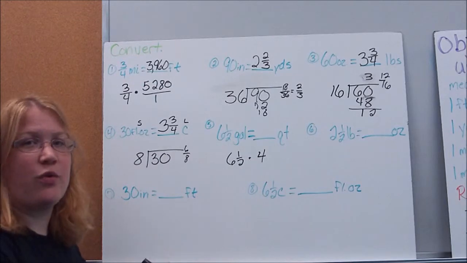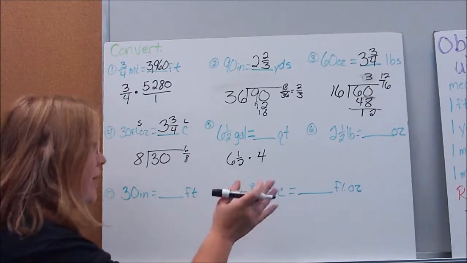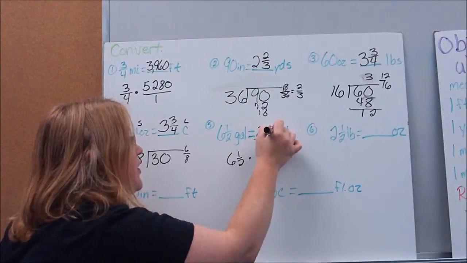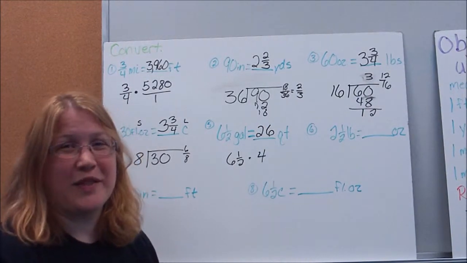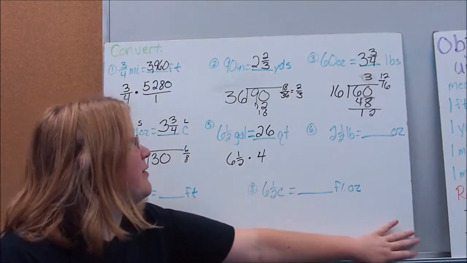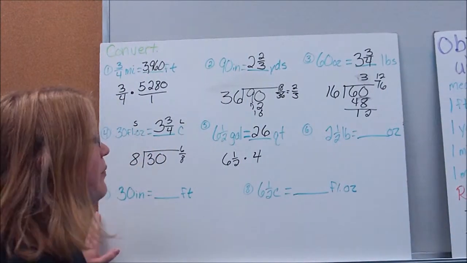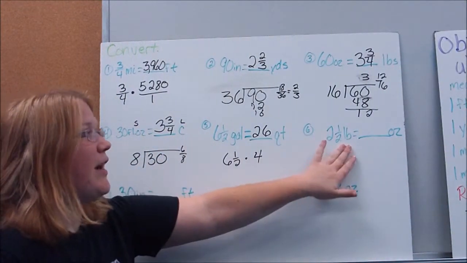And again, you know your rules. I'm going to do it the wrong way in my head. That's fine. 26 quarts. It's not wrong. The answer is correct. I'm just not going through all the steps. I'm doing it my way. Do what I say, not what I do. You know.